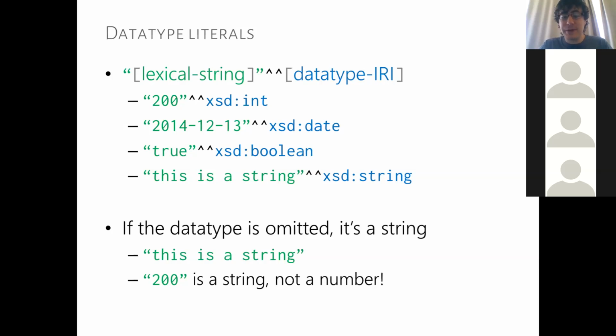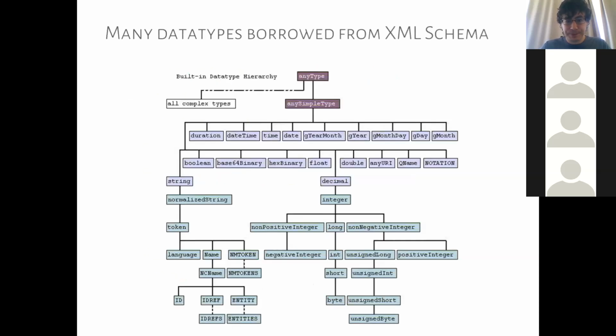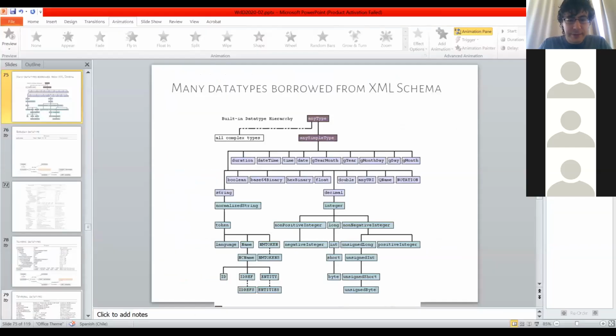So by default, if we don't have a data type IRI, we will consider the data type to be a string. There's a whole bunch of types defined by a standard called XML schema. I'm not going to talk in too much detail about all the types, but since we're at 10:45, we can take a break. Afterwards, I'll talk about some of the different groups of types at a high level. If there are any questions or comments, I'm happy to take them.